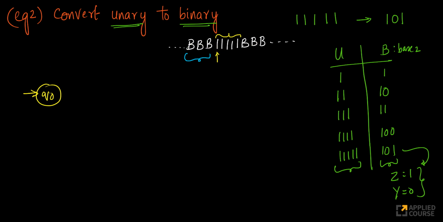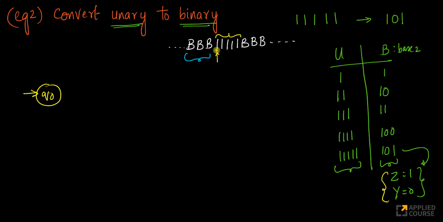How will I design this? Again, there are multiple Turing machines you can design. What I'm designing here is just one of the many Turing machines that convert unary to binary. This is my input and I want my output to be here. You can design a Turing machine where the output is on the right side. Here, to simplify the problem, I'm using Z to represent 1 and Y to represent 0. You could also create a Turing machine whose output is in 1s and 0s instead of Z's and Y's. There are many ways you can construct it. I'm trying to pick the simplest possible way.